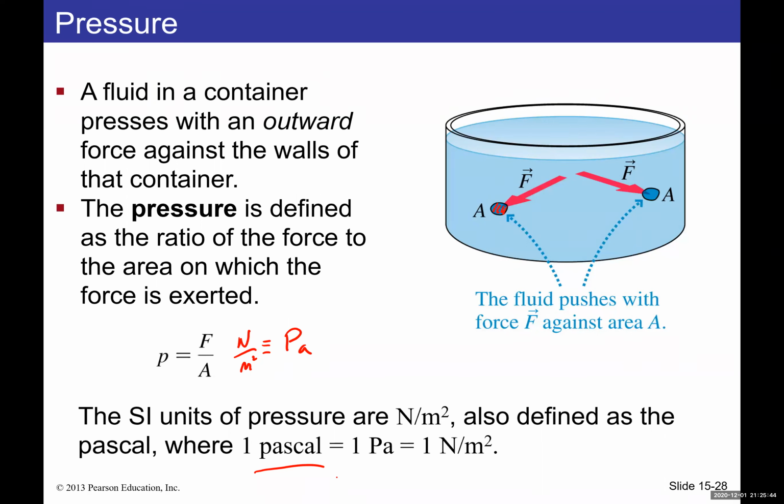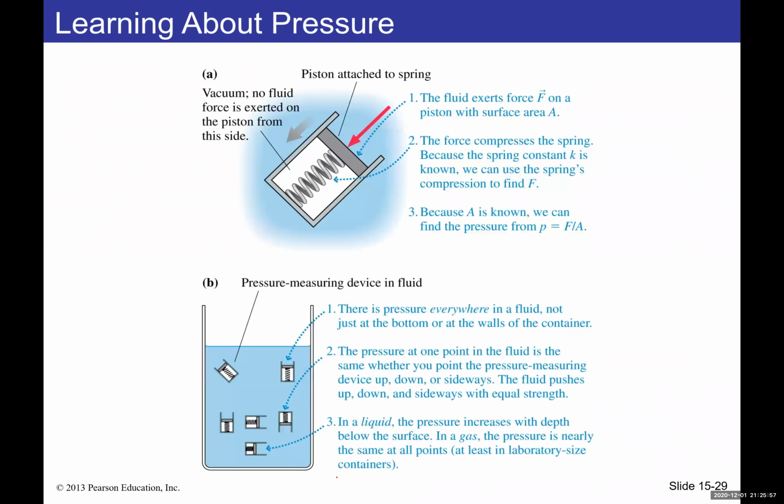All right, so this ratio is what we call pressure. You apply a force at some area of interest; force per area, that's what we call pressure. So this diagram demonstrates, let's say, a piston with a spring attached to it, and those water molecules bombarding this piston and exerting a force or a pressure on it. You can see that the greater the force, the more the spring will be compressed.